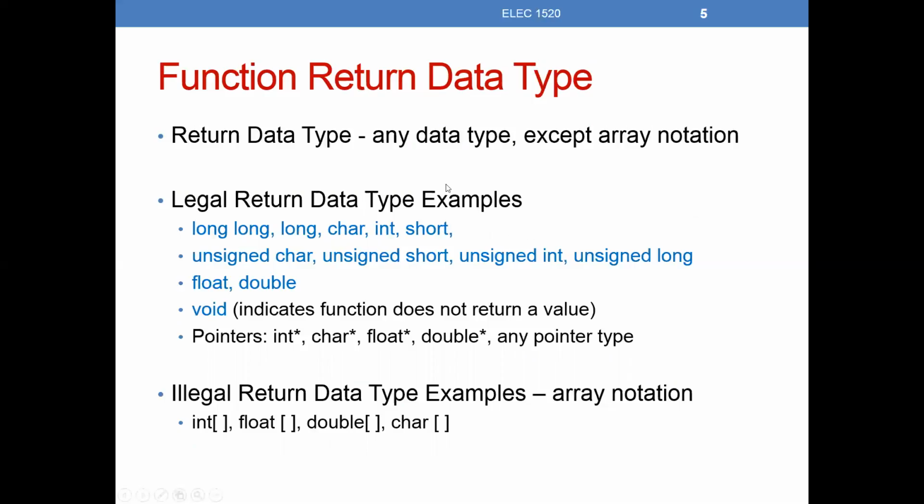We're going to see, just like in main where we have return 0, we'll return some value that may be of any of these types, right? Long, char, int, short, unsigned char, double, float. Void means that our function is not going to return a value, right? And there are pointer types as well. We have not yet studied pointer types, so we'll ignore that. But if we need to return basically information about an array, we'll do that through a pointer. What we cannot do is use array notation for return data types. So we can't say int followed by this array notation. We can't say any data type followed by this array notation as a return data type.